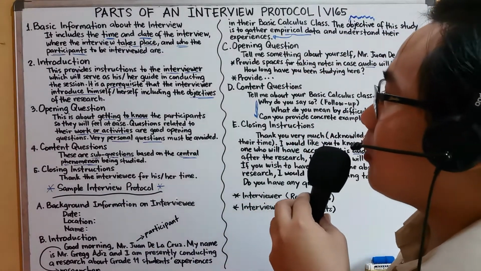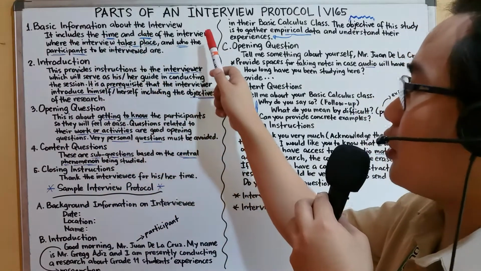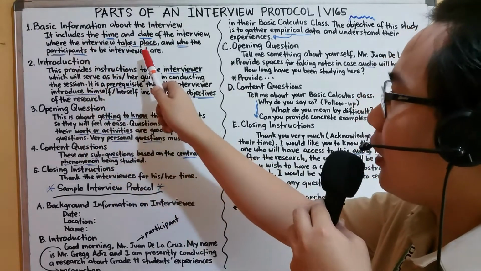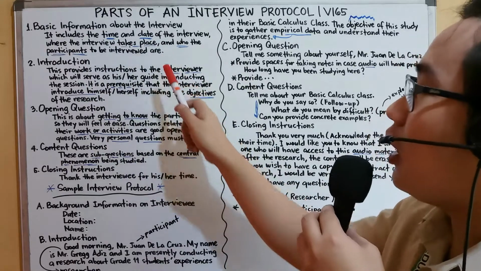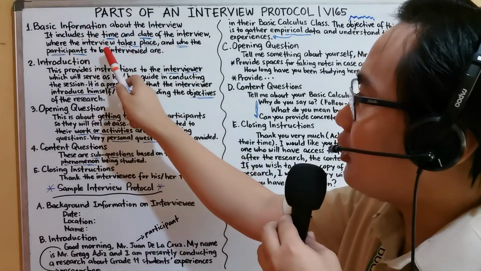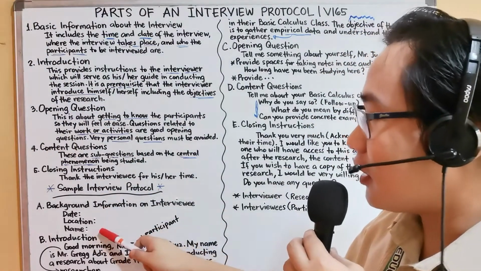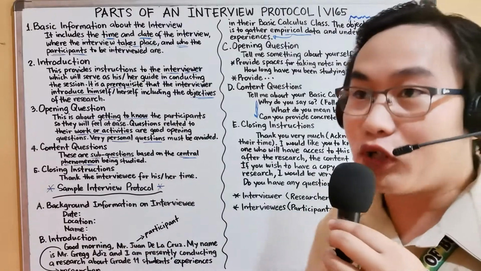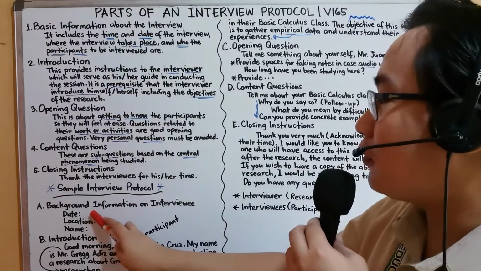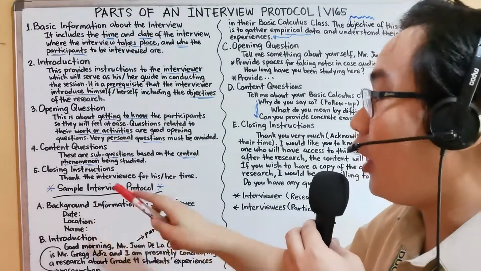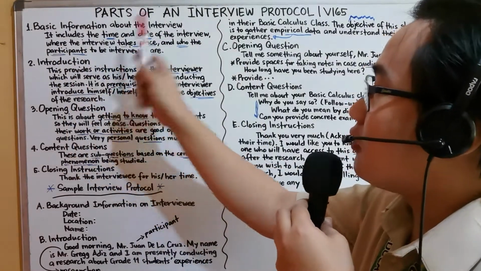So basic information about the interview, it includes the time and the date of the interview, okay, where the interview takes place and who the participants to be interviewed are, kung marami sila. So the most important things na ating iti-take note dito sa number 1 is ang date, location, and the name of the person that you are going to be interviewed. So, nakalagay dito time and date. So, of course, you have to signify anong oras ang interview, anong araw ang interview magaganap. Okay? So, saan? Where? Where the interview takes place.